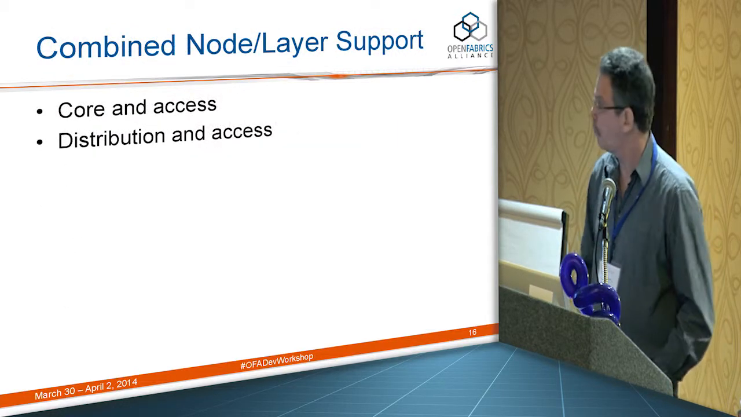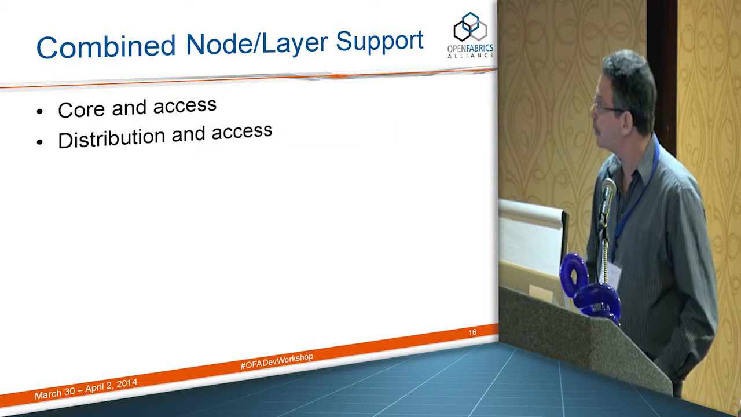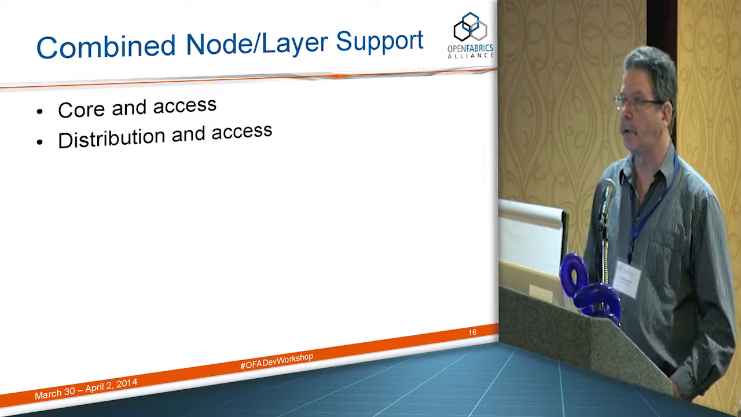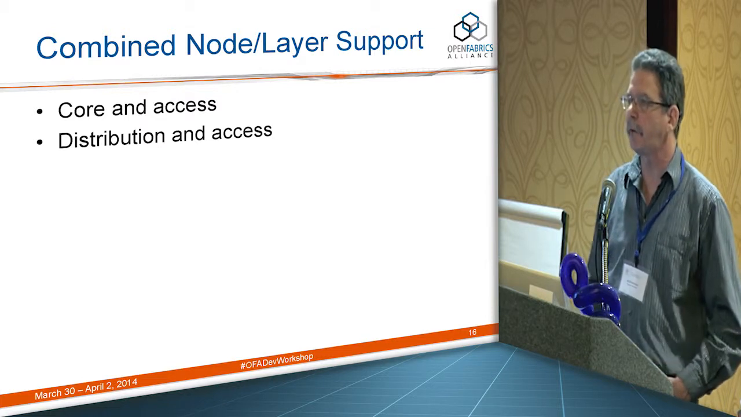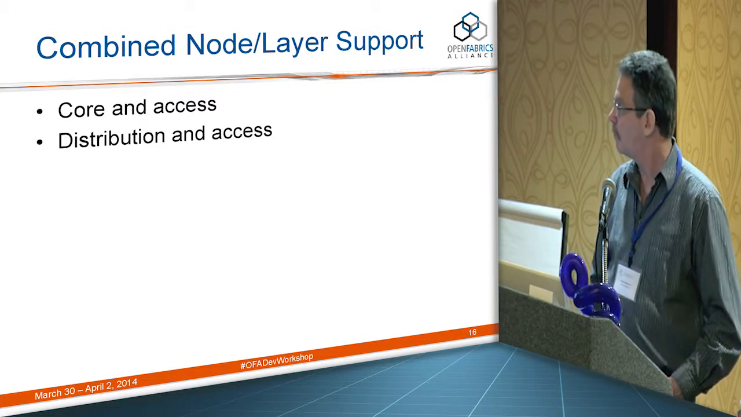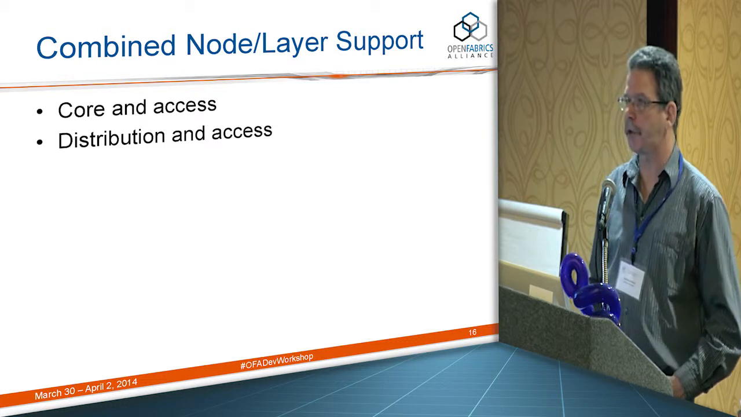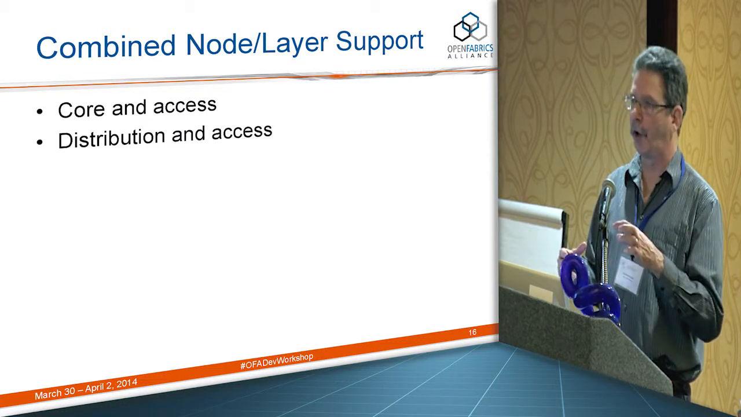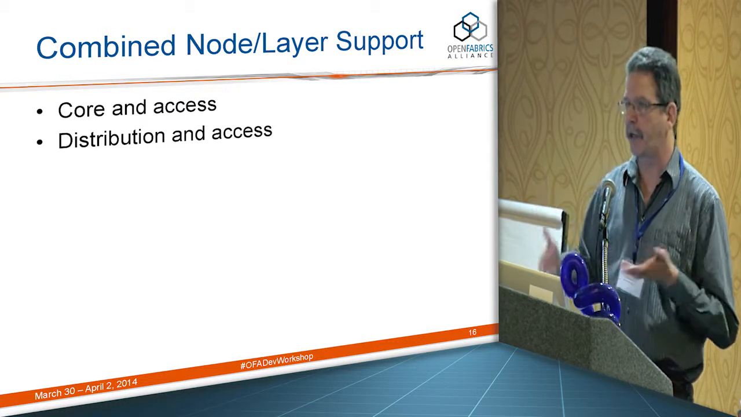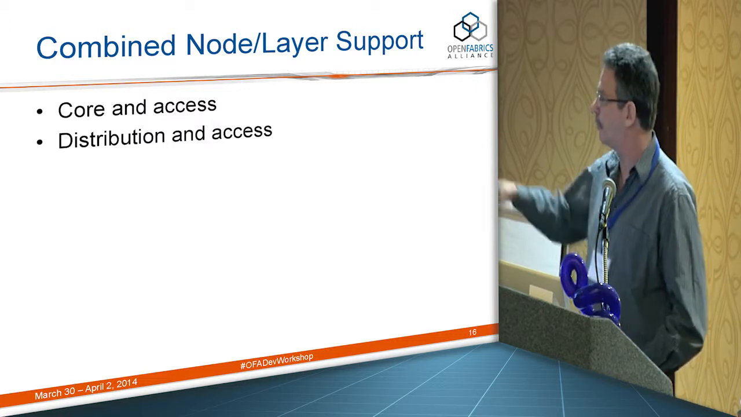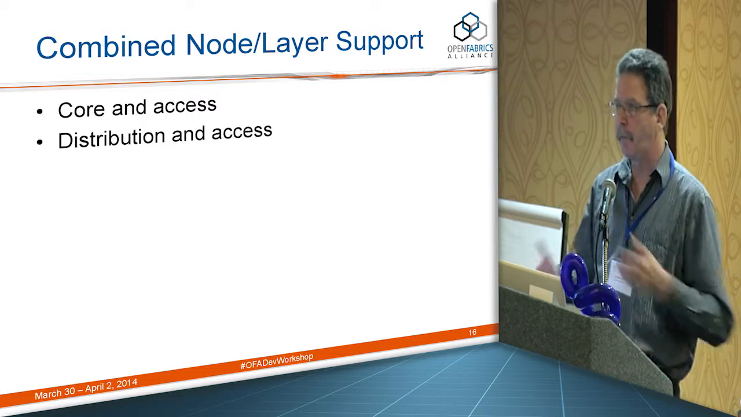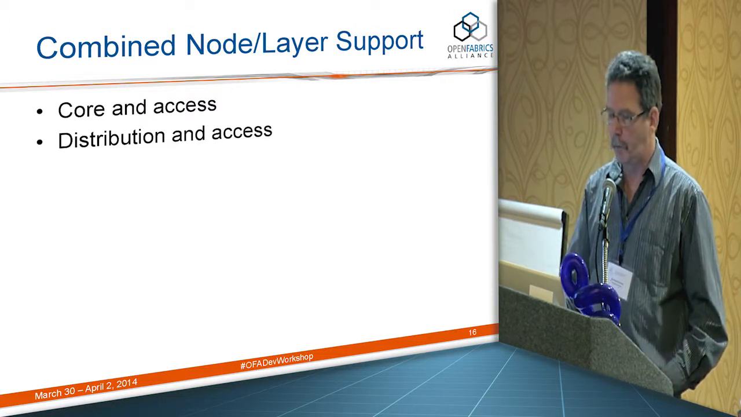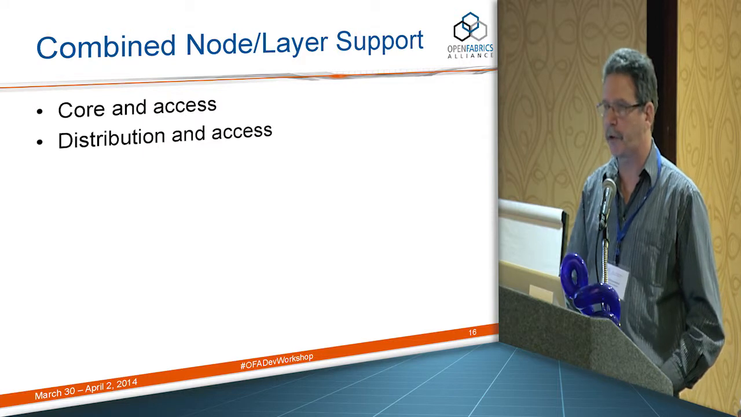You can combine different layers in the tree. So you can run core and access together. You can run distribution and access together. So you can essentially do this with one node and a set of compute nodes in a really small environment by running core and access together and bringing up ACM. So it all depends on what the scale of your network is and how you want to put it together.